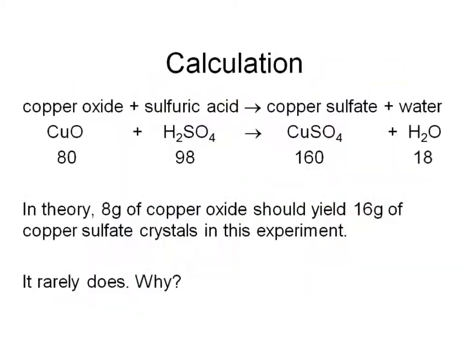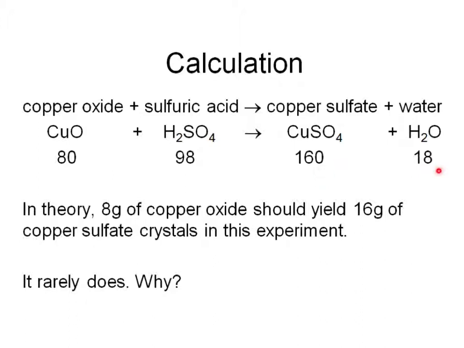The copper sulfate crystals are then dried between filter papers to give you a dry sample of copper sulfate crystals. Looking at the calculation, and if we round the relative atomic masses to the nearest whole number, the relative formula mass of copper oxide would work out at 80 and sulfuric acid would work out at 98. The copper sulfate would work out at 160 and the water at 18.